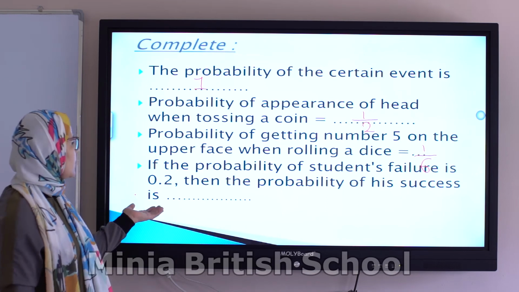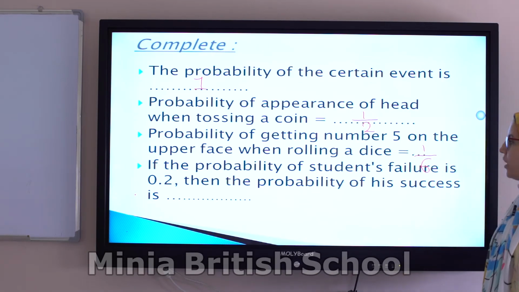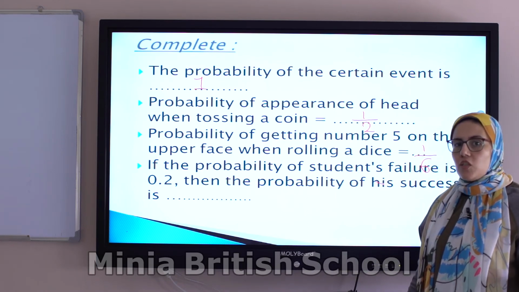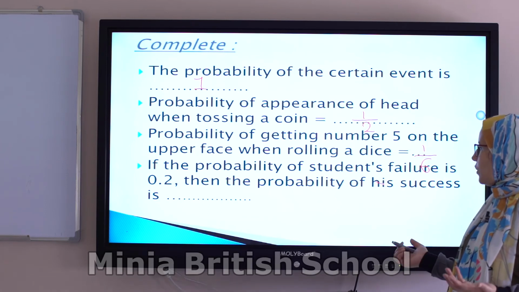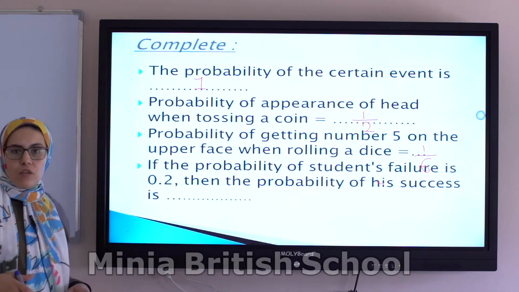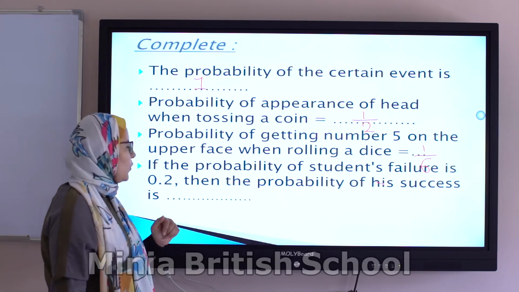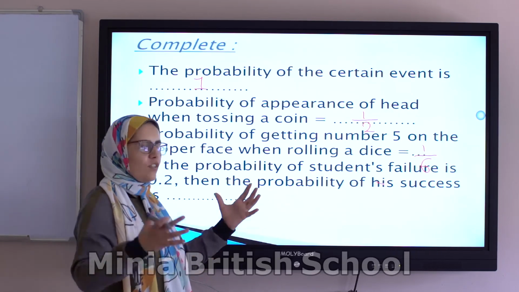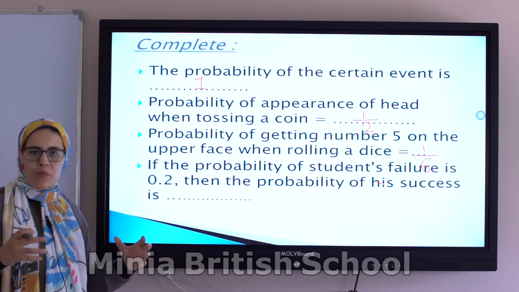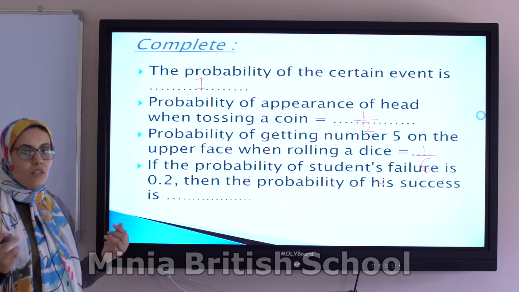Here, this is an important part. If the probability of students' failure is 0.2, then what is the probability of success? The probability of failure is 0.2. I don't know. Actually, we have to know that the probability of the whole thing is 1. So here we have 0.2, the probability of failure. I need the failure and the success. Both of them give me 1. The probability of both of the 2 cases is 1. What will we do?